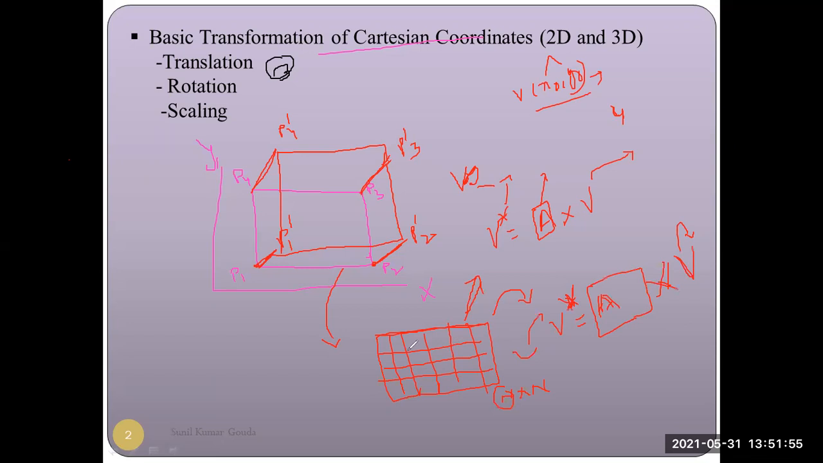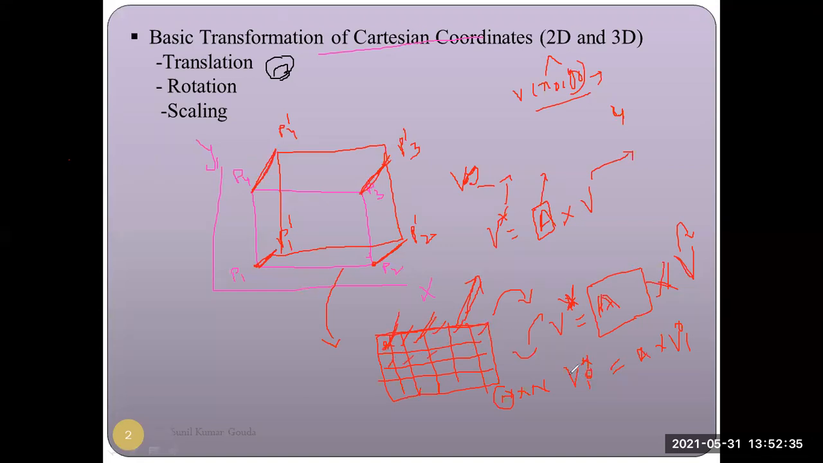Now how to find it? I can say V star of I, a particular pixel of this, will be equivalent to A into V of I. So when P4 is transformed, it goes to point P3, and similarly every pixel will be transformed when you transform the image and perform translation. In that case, each pixel will be translated.